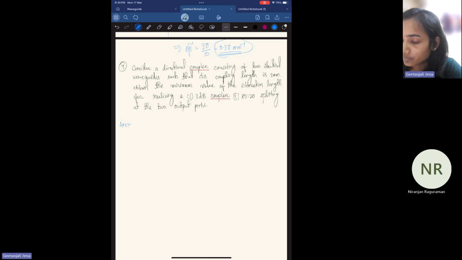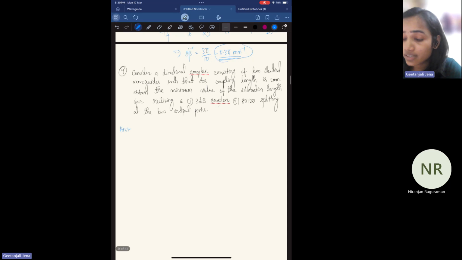Okay, so let us move to our next problem. The next problem is based on identical waveguides. Consider a directional coupler consisting of two identical waveguides such that its coupling length is 2 mm. Obtain the minimum value of the interaction length for realizing a 3 dB coupler and 80-20 splitting at the two output ports. So first we need to calculate the value of interaction length for 3 dB coupling and the value of interaction length for 80-20 splitting.